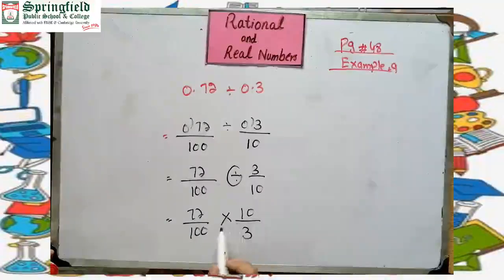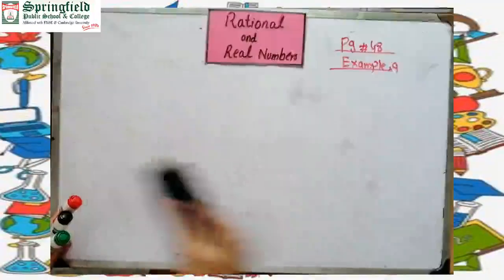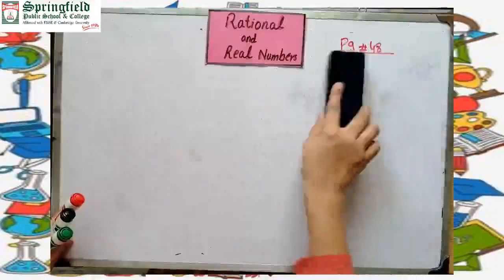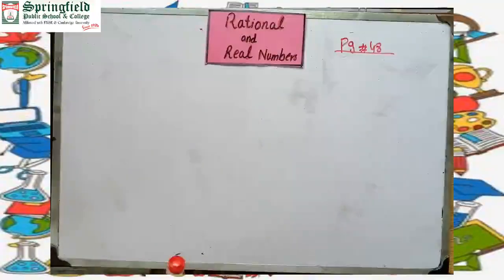Now cancel, since they are multiplied. It means a multiplication sign is used between the two numbers, so they can be cancelled with the same table. So cut down and find the answer. Understood beta? Okay, now practice is your task. Come on to example 10.